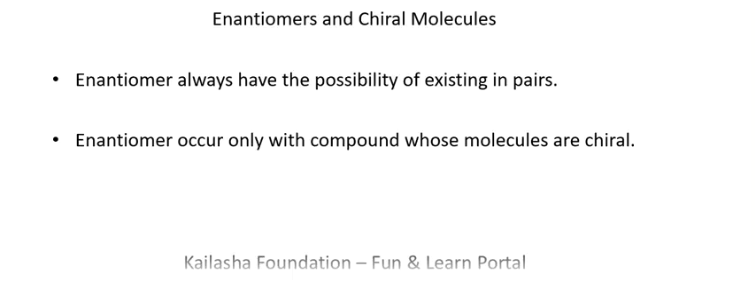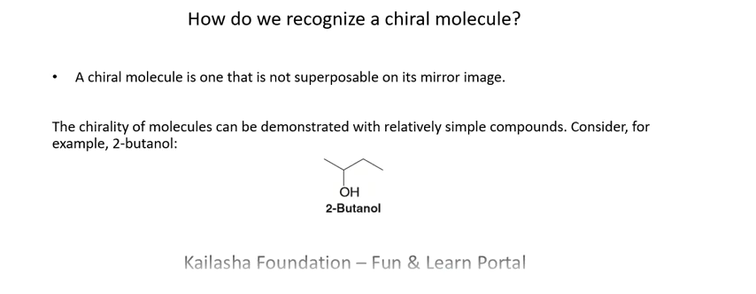And also, enantiomers occur only with compounds whose molecules are chiral. If the mirror images are non-superposable, then we can say that these molecules are chiral, and ultimately those two compounds are enantiomers of each other. So to identify enantiomers, we need to recognize a chiral molecule, or a chiral carbon, in a compound. How do we recognize a chiral molecule? The answer is that a chiral molecule is one that is not superposable on its mirror image.